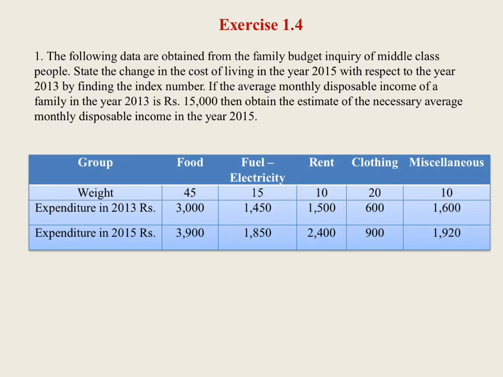So here in this question, monthly disposable income of 2013 is given, that is 15,000. What we have to estimate? We have to estimate monthly disposable income in the year 2015. And for that matter, first of all, we have to calculate the index number. See, the information regarding groups food, fuel, rent, cloth and miscellaneous items is given. Weights are 45, 15, 10, 20, 10. Expenditure in 2013 is given, and expenditure in 2015 is also given. So this is our question.